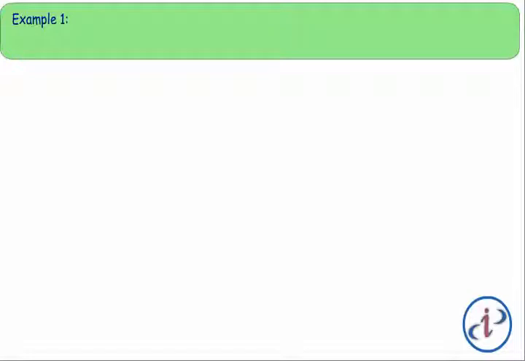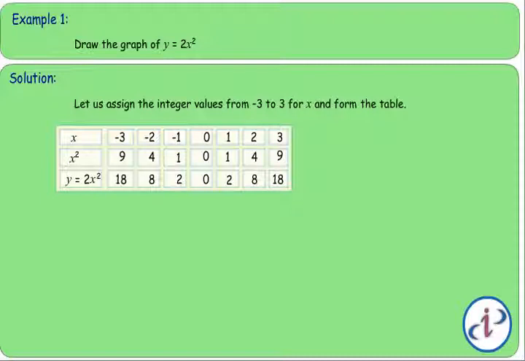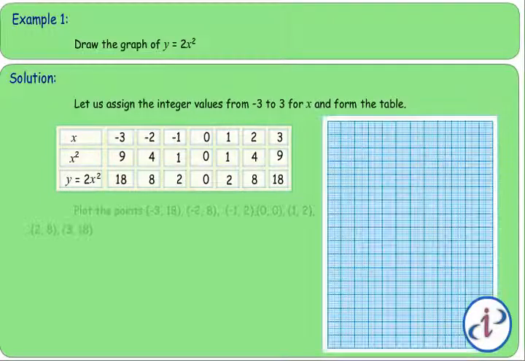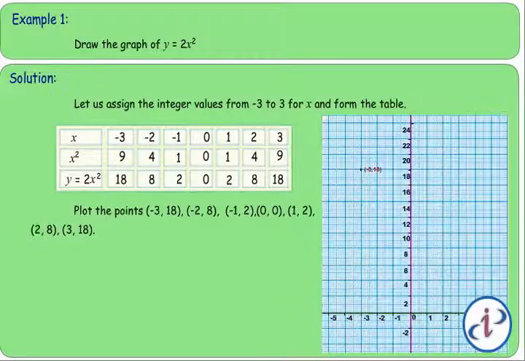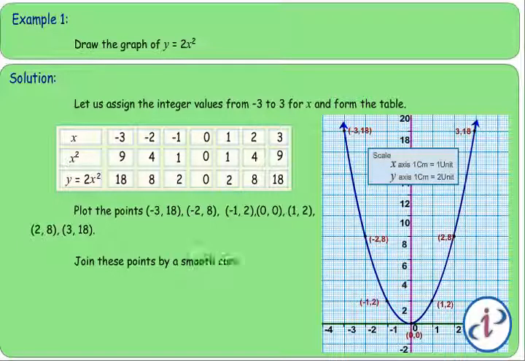Example 1. Draw the graph of y is equal to 2x squared. Solution. Let us assign the integer values from -3 to 3 for x and form the table. Take the graph paper and plot the points which are obtained in the table. Now join these points by a smooth curve. Thus, the curve obtained in the graph paper is y is equal to 2x squared.